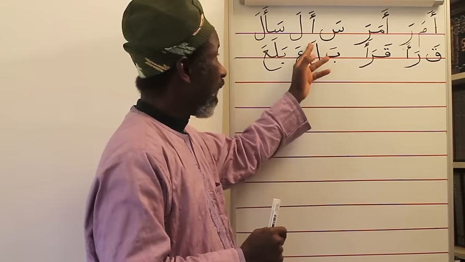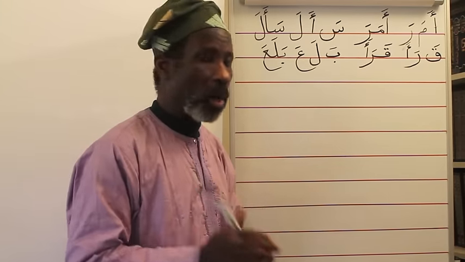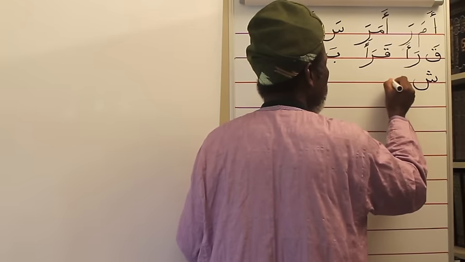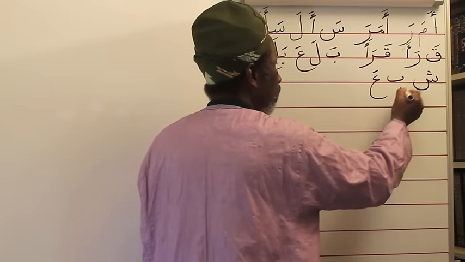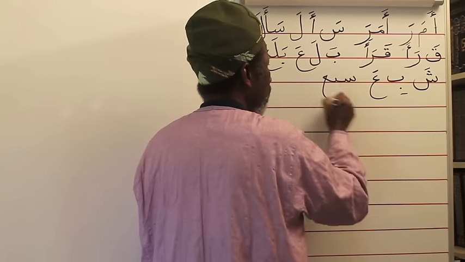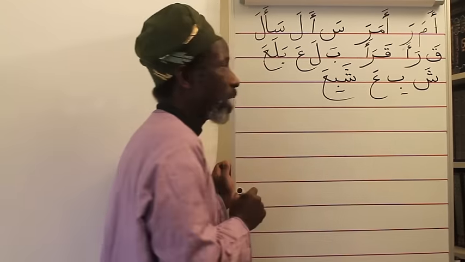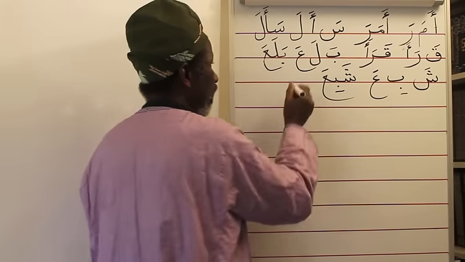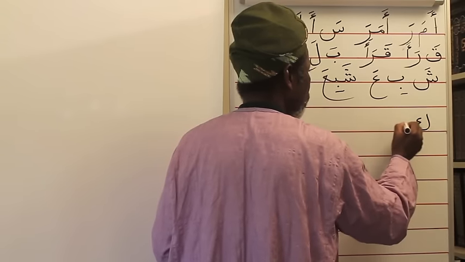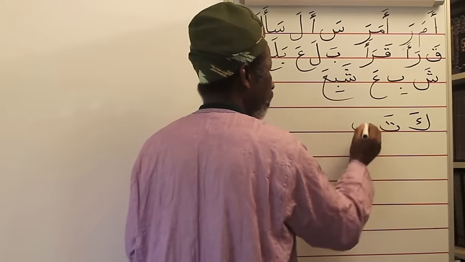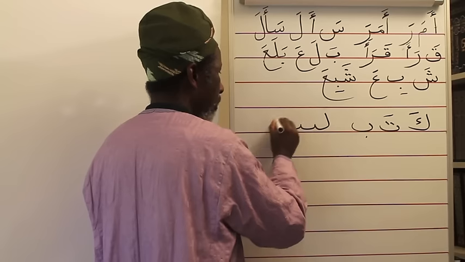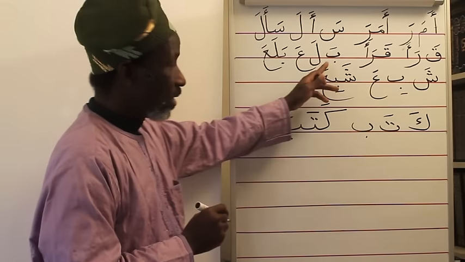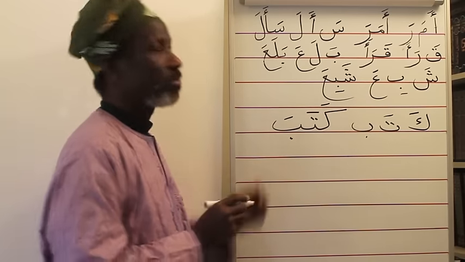So qara'a, bala'a. Ba in the middle is next: shabi'a. Sha, bi, a. Shabi'a. That's ba in the middle. Now the next one is ba at the end: kataba. Kaf at the beginning, ta, ba. Kataba. So ba at the beginning, ba in the middle, and ba at the end.